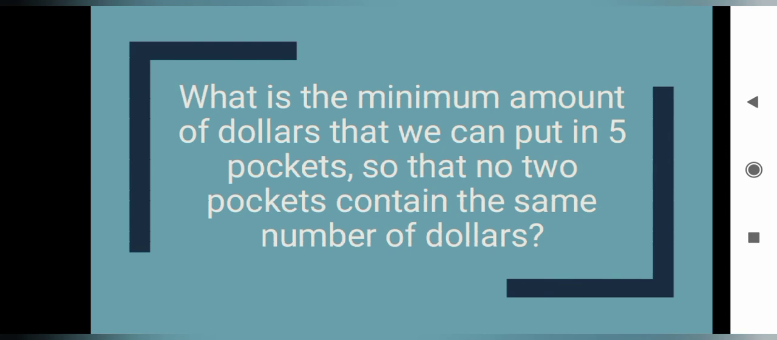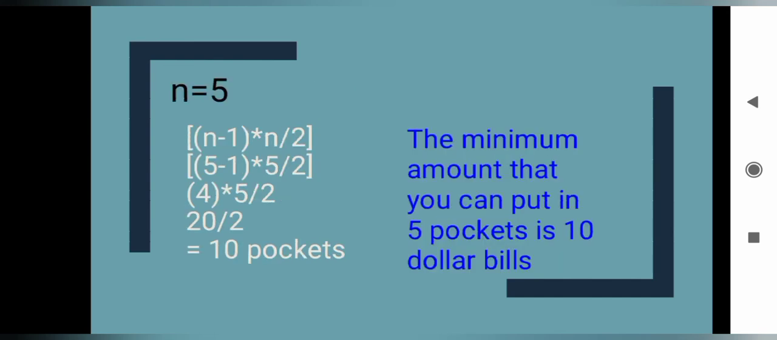So, second problem, what is the minimum amount of dollars that we can put in 5 packets so that no 2 packets contain the same number of dollars? So, ang problem niya naman is, sa 5 packets daw, ilan daw yung minimum amount? In condition na walang magkaparehong amount ang nasa loob ng packet. So, same lang din. Pero dito, nilimit niya naman sa 5 packets. Okay, so n is 5.